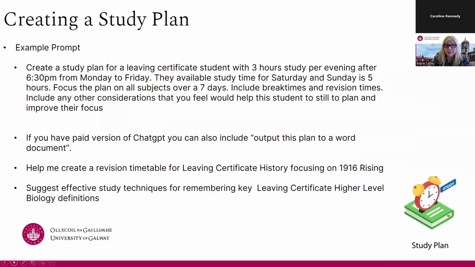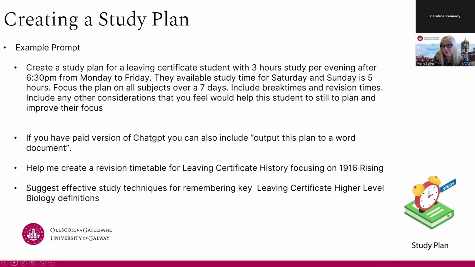So if we look at some of these prompts, and I'm going to stop and give a demo of this in a second. If we want to create a study plan, the example prompt there is creating a study plan. You see very specific there: Leaving Cert student, 3 hours study available in the evenings after 6:30.